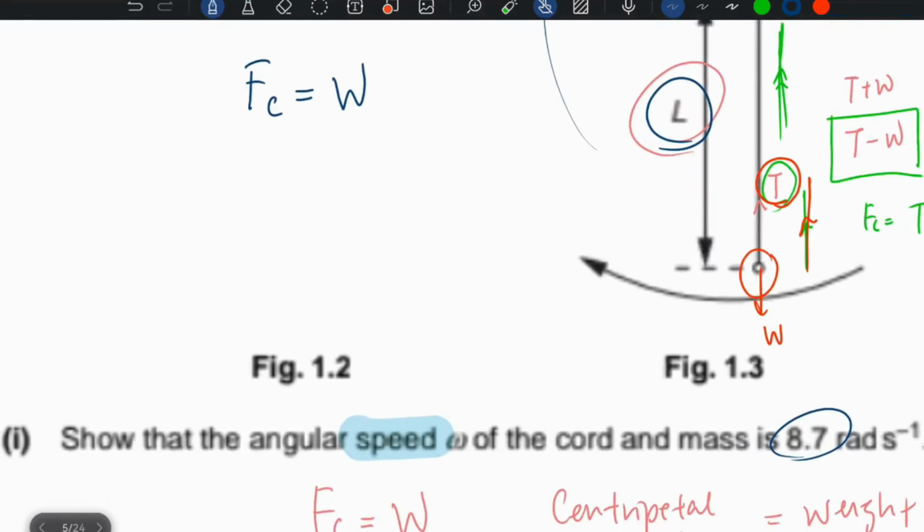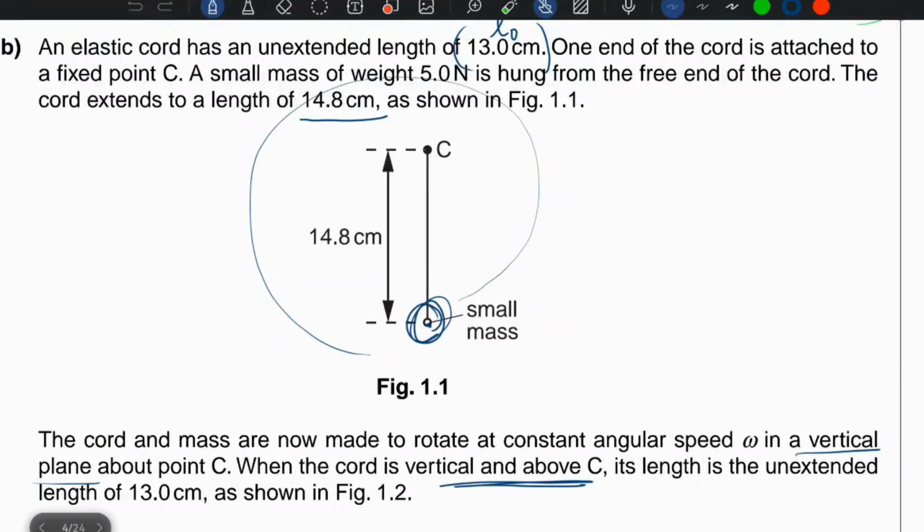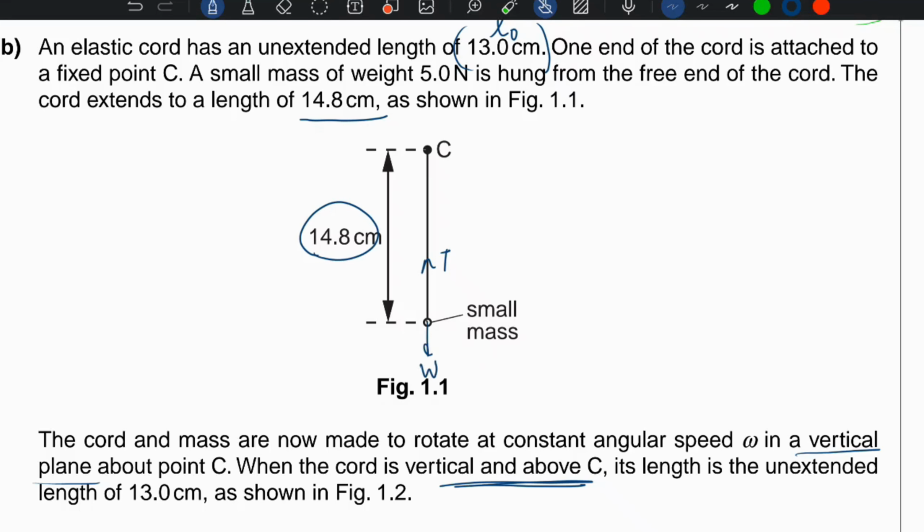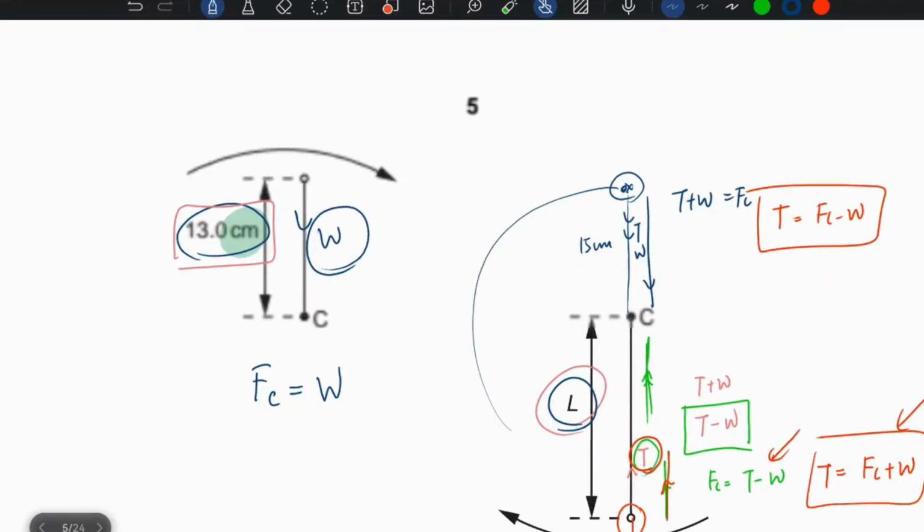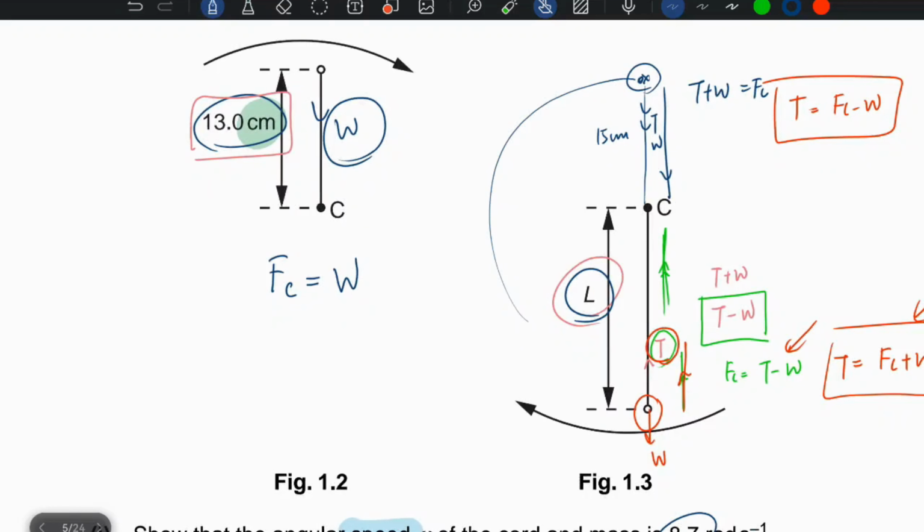How? We can find it using this diagram, because here we have tension, since 14.8 is an extended length, and we have our weight. They did say it's hung from a free end. It's not moving, it's just there, which means it's in equilibrium. So we can say T equals W and solve further. Can we use figure 1.2 to find the cord constant? No, because 13 cm is the original length. There's no extension here, so you cannot find anything.